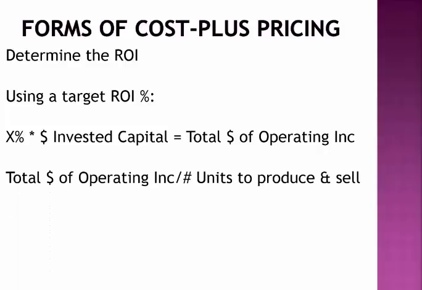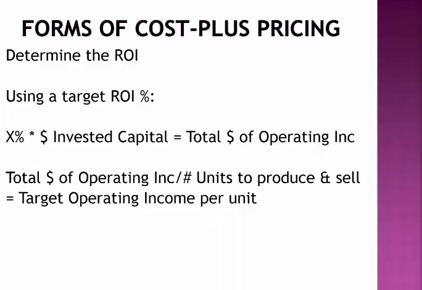We can then take that and divide it by the total number of units that we're going to produce and sell. And that is going to give us the target operating income per unit. And this is in dollars. And we're going to add this, the markup in dollars, to our unit cost.